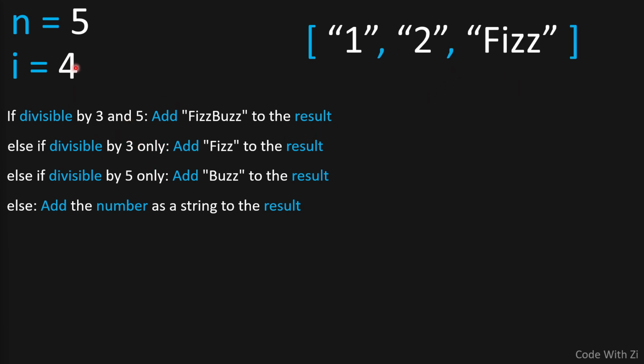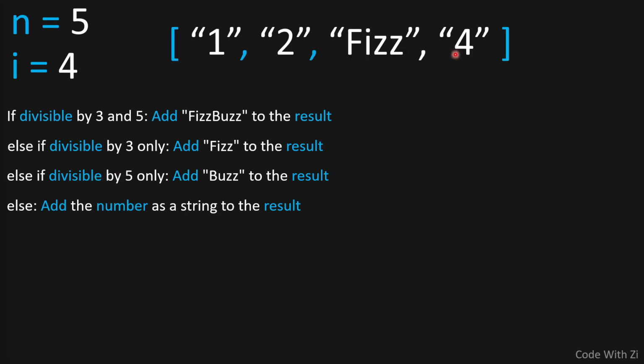Then i is gonna get incremented. We're gonna check if 4 is divisible by 3 and 5. Nope. Is it divisible by 3? Nope. Is it divisible by 5? Nope. So we're gonna add it as a string to our array. And then i is gonna get incremented. We're gonna be like, is 5 divisible by 3 and 5? Well, it is divisible by 5, but not 3. So we're gonna be like, nope.